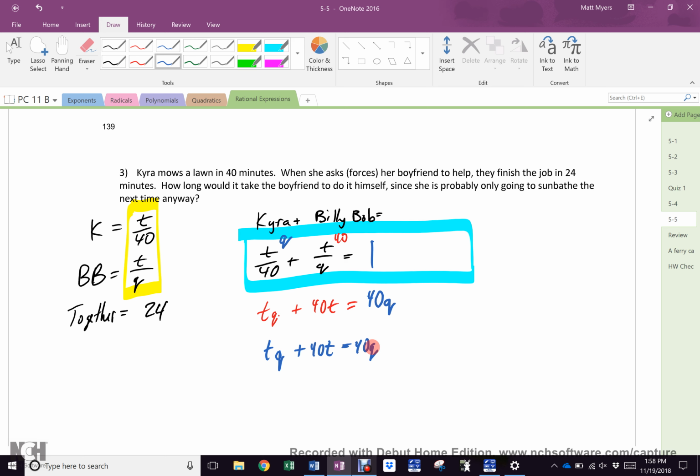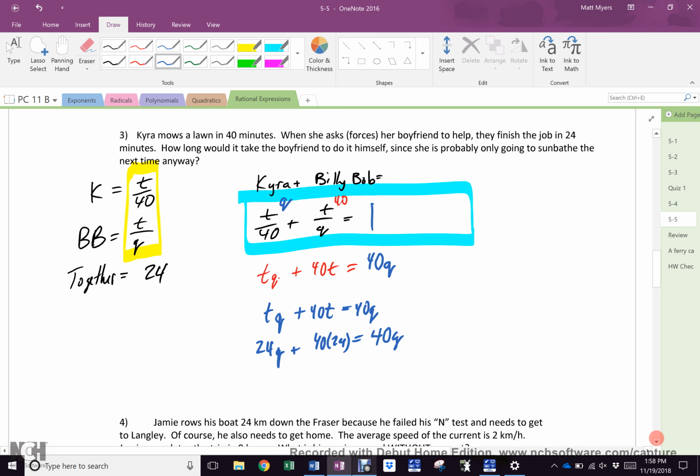Why? Because that's their time together to do how many lawns? One lawn. So we know that T is 24. So what can I put right there? 24. What can I put right there? 24. 24 times 40 equals what? The same. 40Q, right? So now I can do this super easy, yeah?